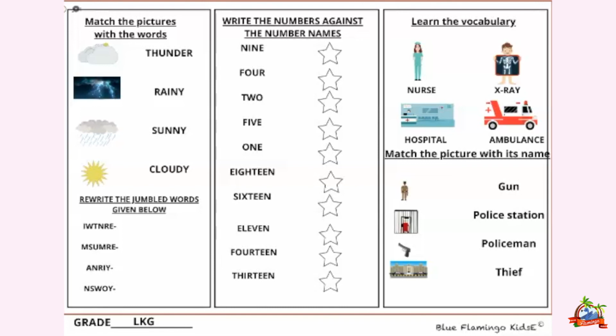Now to the last question. Match the picture with its name. In this, what we have to do is we have to match these pictures with their names. Gun, police station, policeman, and thief. You have to match these with their respective names. So this was all about today's sheet.